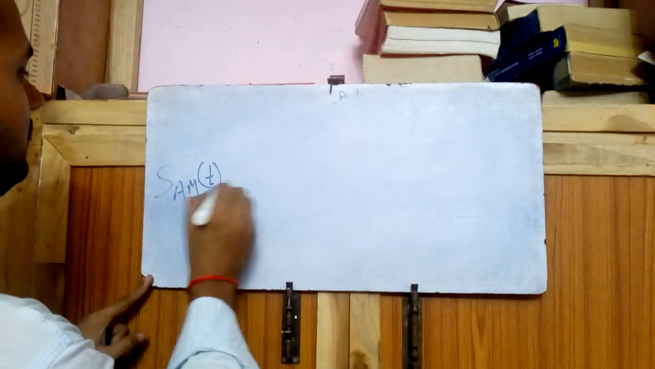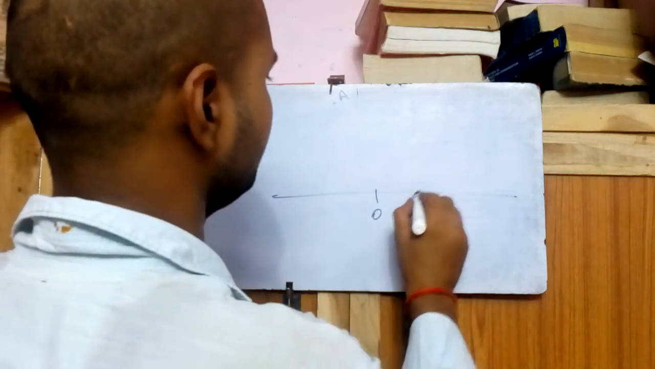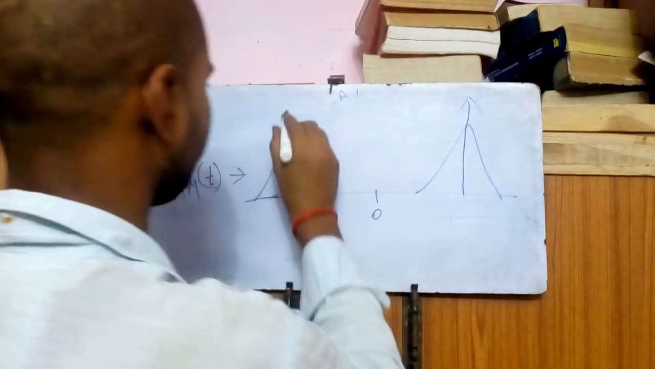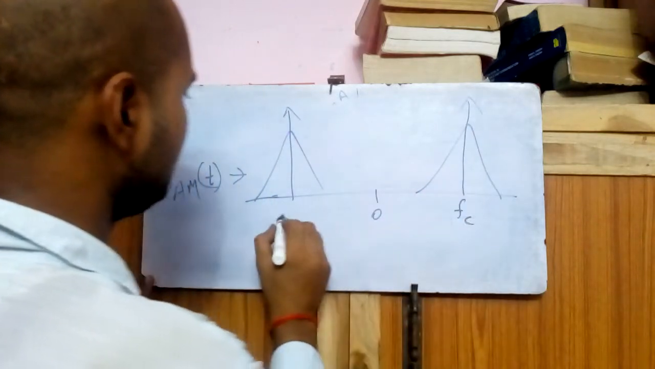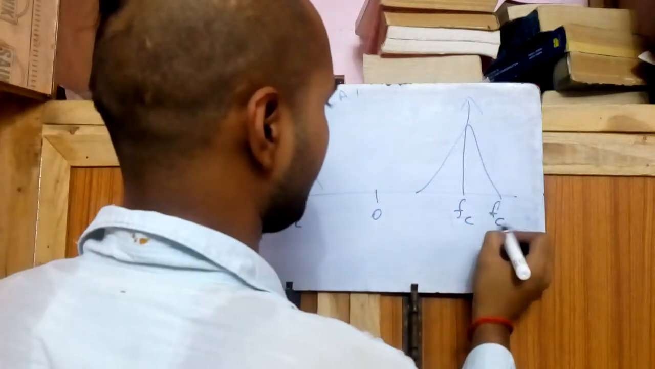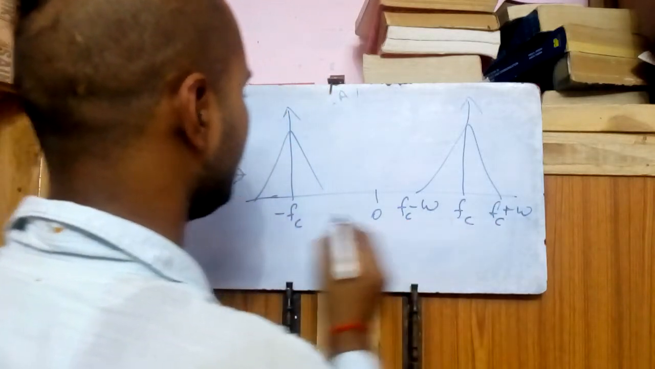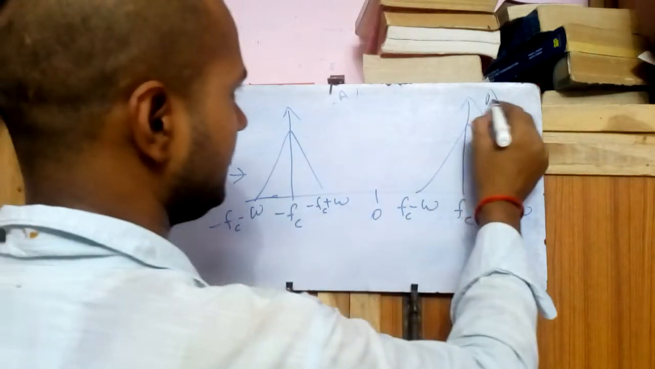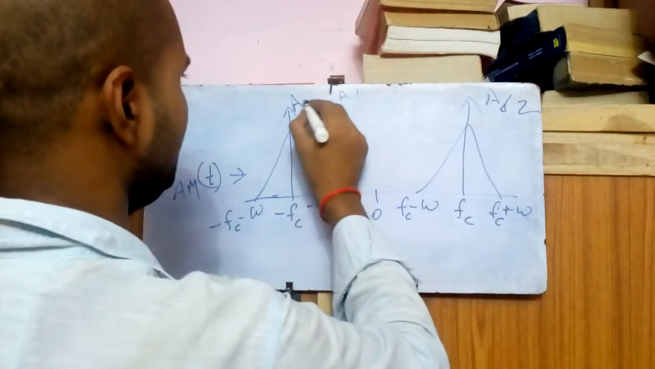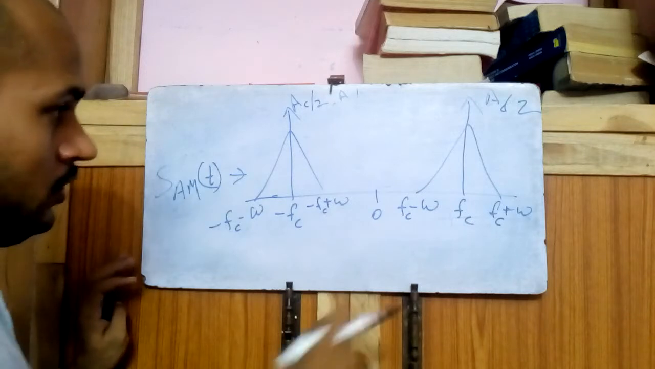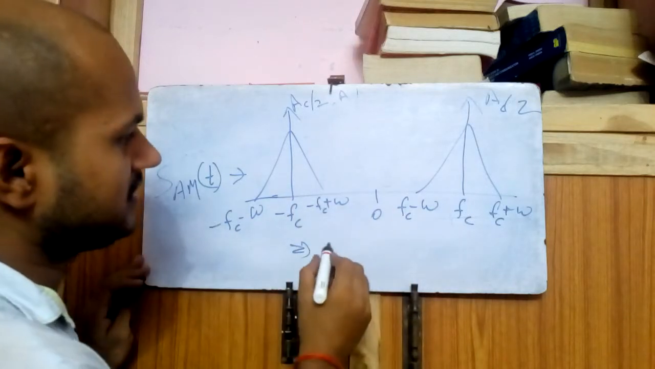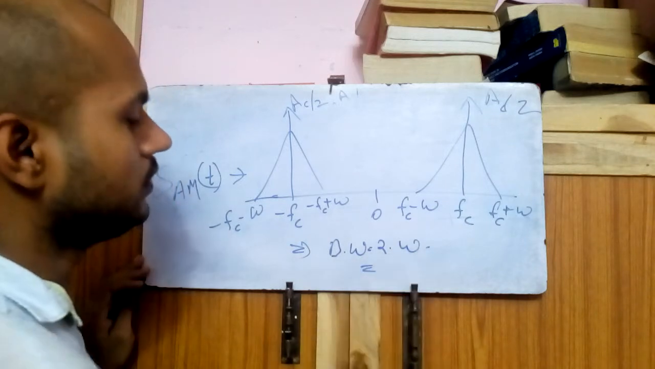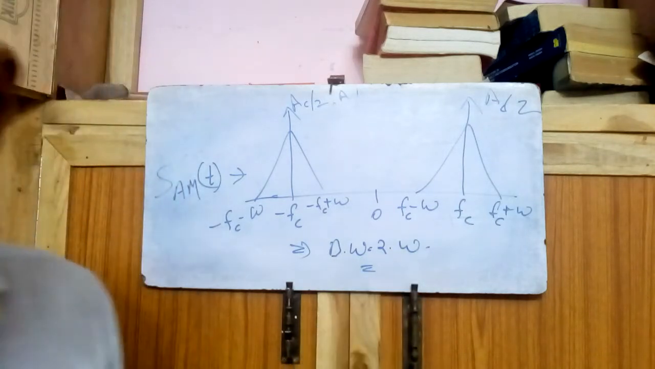As the AM signal, the spectrum will be like this, at fc, at minus fc, fc plus omega, fc minus omega, minus fc plus omega and minus fc minus omega, with heights Ac by 2, Ac by 2. So the bandwidth of this amplitude modulated signal will be 2 omega, 2 into the bandwidth of the message.